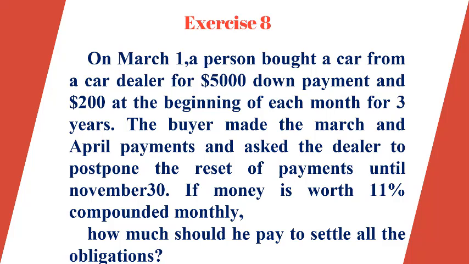Another exercise, number 8. On March 1, a person bought a car from a car dealer for $5,000 down payment and $200 at the beginning of each month for 3 years. The buyer made the March and April payments and asks the dealer to postpone the receipt of the payment until November 30. If money is worth 11% compounded monthly, how much should he pay to settle all the obligations?